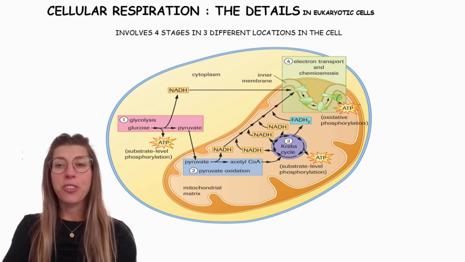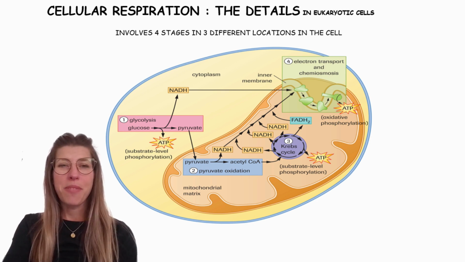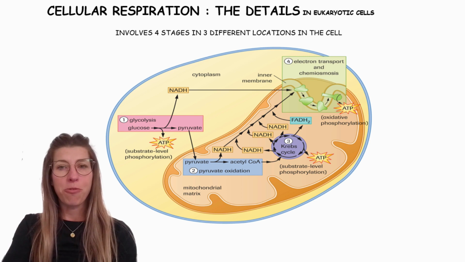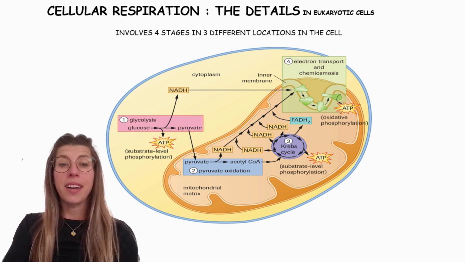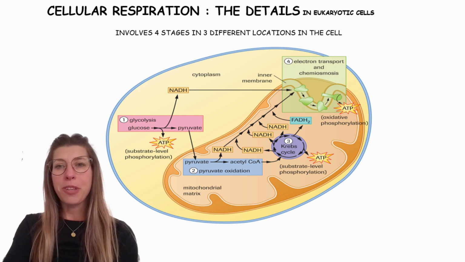And then in stage 3, we're still in the inner matrix of the mitochondria where we have a Krebs cycle. It's cyclical, and this is where we get more ATP from. And then the 4th stage actually happens along the inner fold of the mitochondria within the cristae, and that's electron transport and chemiosmosis. They go hand in hand, and that generates more ATP for the end result of 36, as mentioned before.